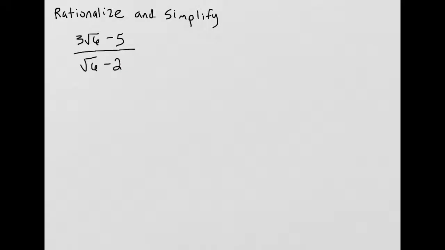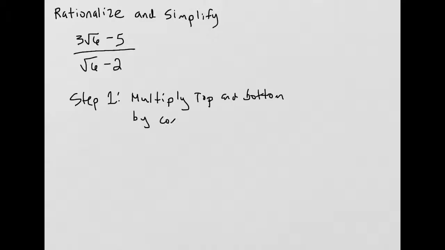So we had square root of 6 minus 2 on the bottom. To rationalize the denominator, and I kind of alluded to it in the background section, I'm going to multiply top and bottom by the conjugate of the bottom. So step 1 is to multiply top and bottom by the conjugate of the bottom.